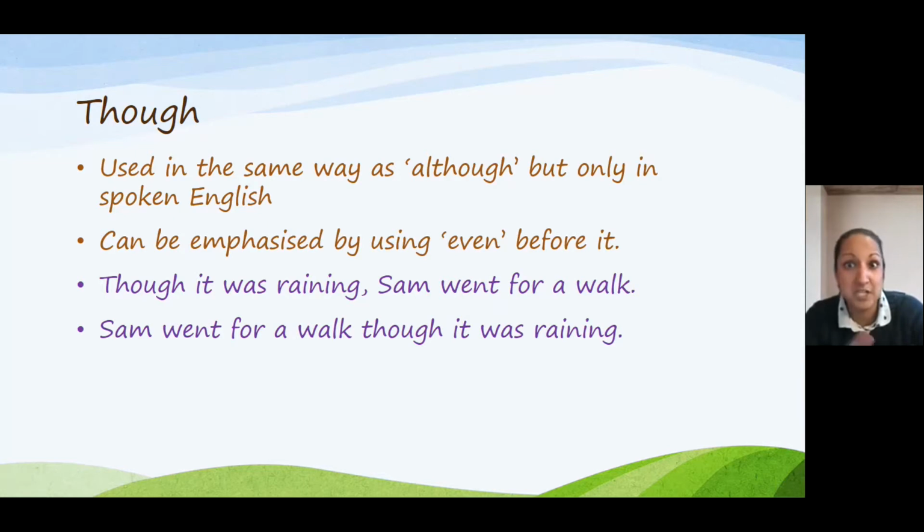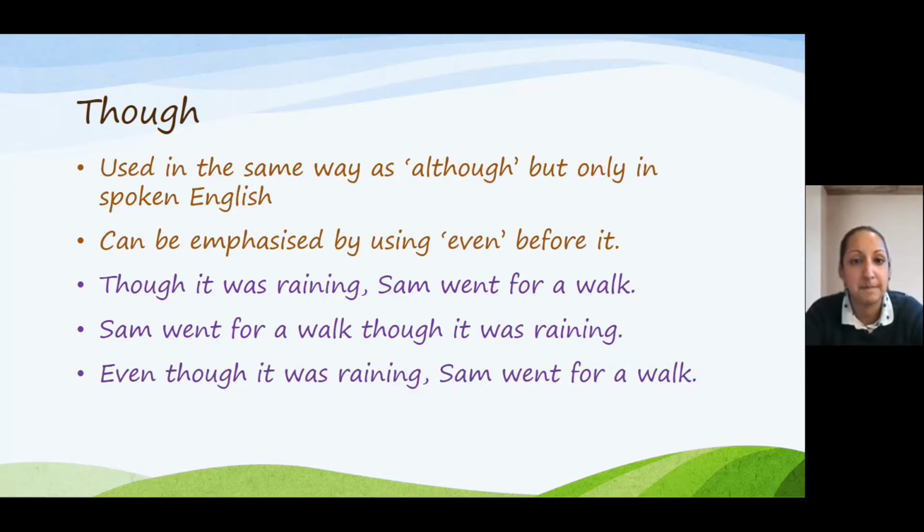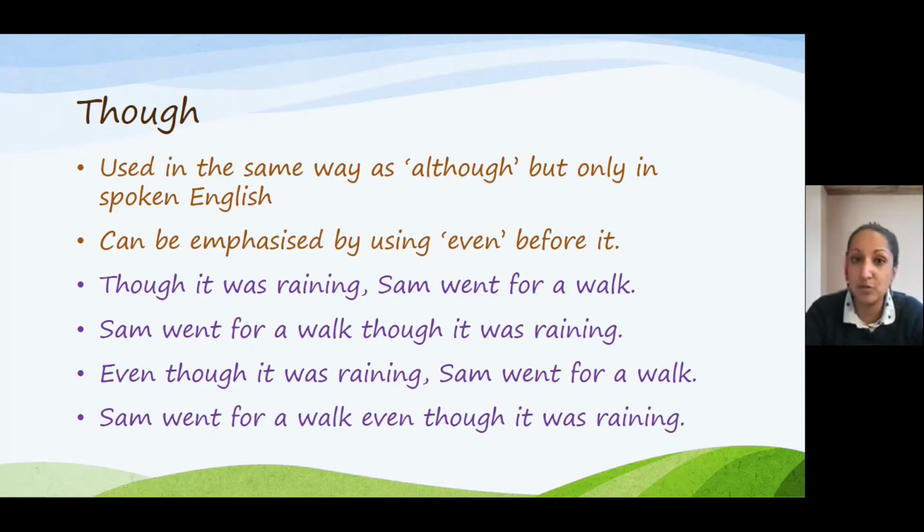And so we can change it around the same as although. Sam went for a walk, though it was raining. Even though it was raining, Sam went for a walk. Sam went for a walk even though it was raining. Notice again, you need the commas if we're using though or even though at the beginning of the sentence.